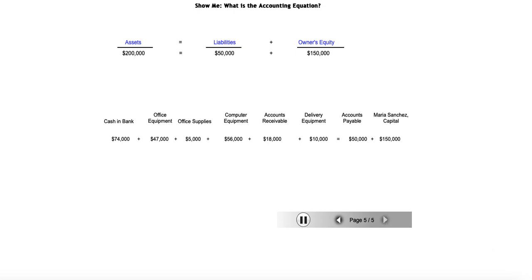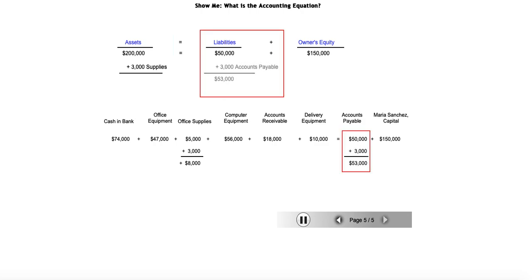Now, look at a second transaction in which $3,000 of supplies is purchased on account. The office supplies account is increased because the company now owns an additional $3,000 worth of supplies. The accounts payable account is also increased because the company purchased the supplies on credit, resulting in more company debt. Once again, the accounting equation remains in balance.